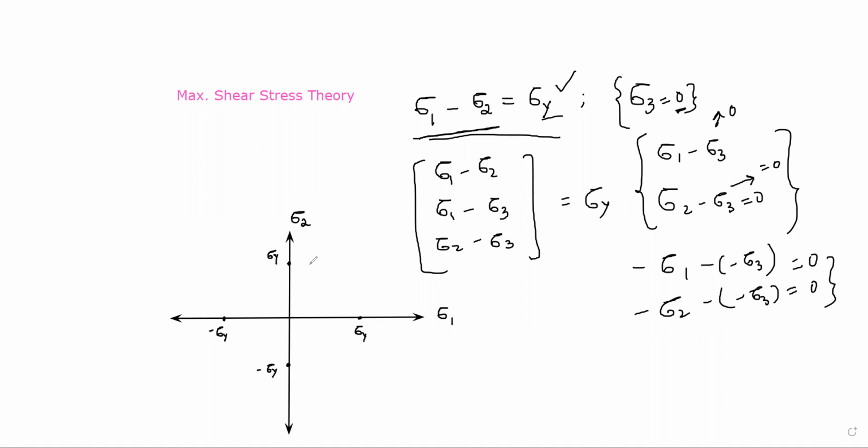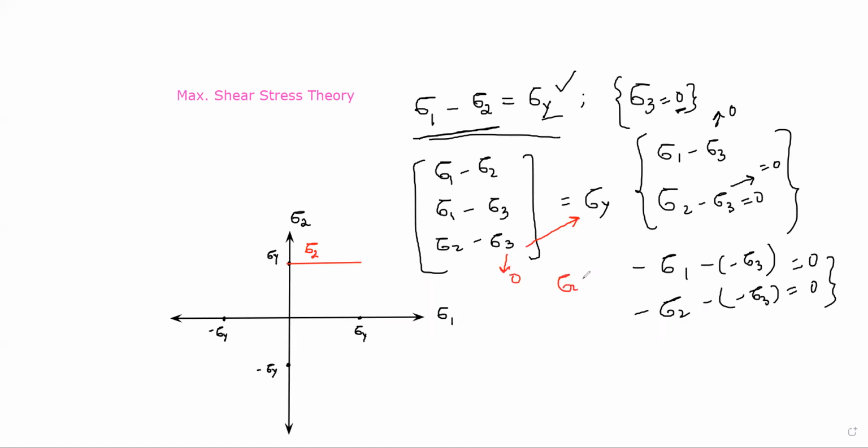Okay. Now look at the first line. The first line says, if we happen to draw a line like this, this line represents sigma 2 equal to sigma y. That is, sigma 2 minus sigma 3 should not become equal to sigma y. Okay, our sigma 3 is equal to 0.